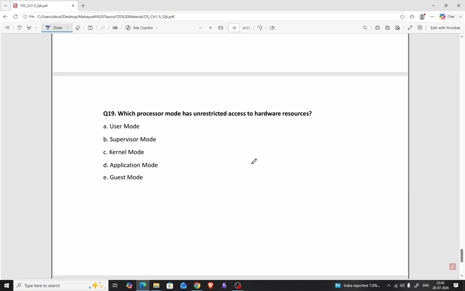Question number 19. Which processor mode has unrestricted access to the hardware? Unrestricted access, it will be kernel mode. Here don't confuse with supervisor mode, it will be in kernel mode only. User mode or kernel mode.